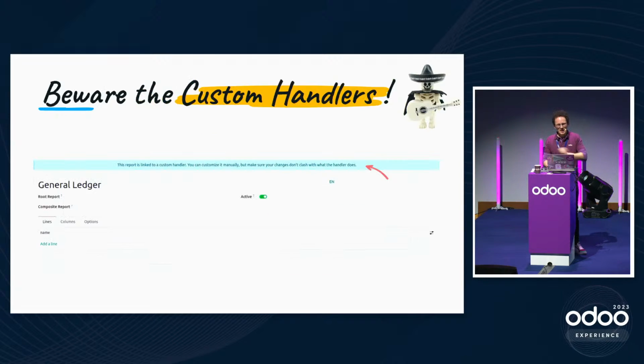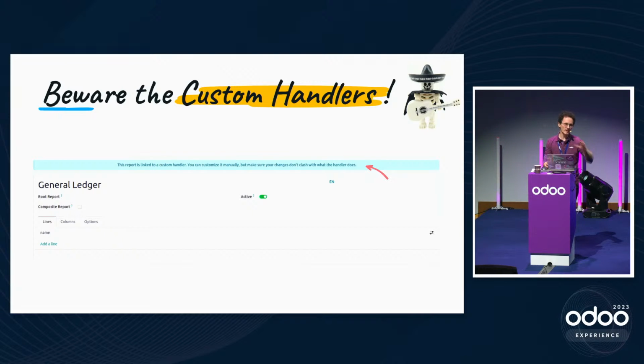But be careful, because there are custom handlers out there. So what is that barbaric name again? Custom handlers are basically the name of the objects we use to store custom code when there is custom code on top of a report.